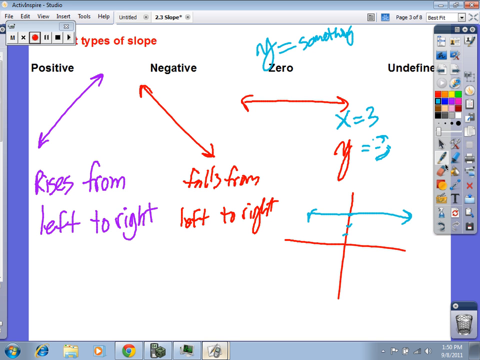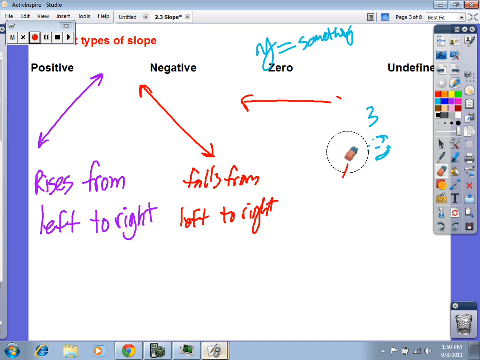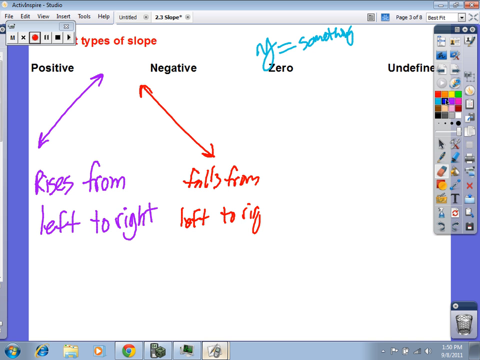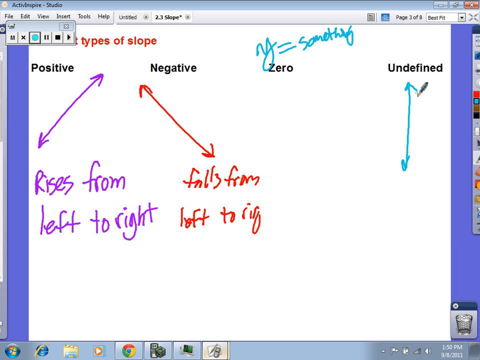Okay, let's talk about undefined slope. What do you know about undefined slope? What does it look like? Undefined slope looks like a vertical line. Straight up and down. Like this wall. You cannot walk up this wall. It's undefined. So what's the equation of a vertical line? X equals something. You have to memorize them. Sarah, y equals is horizontal, x equals is vertical. You got to memorize it somehow.